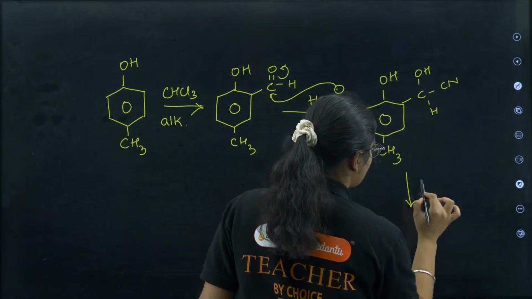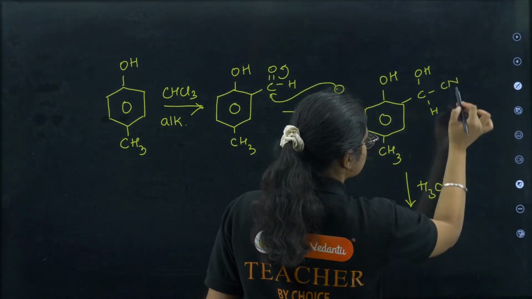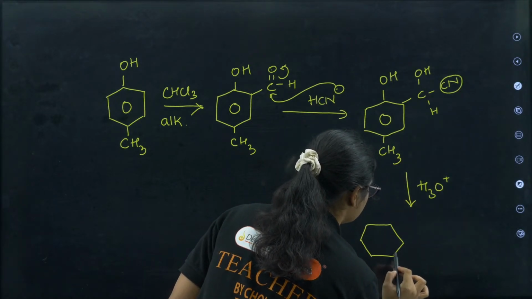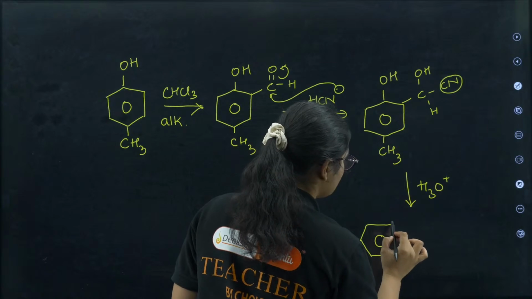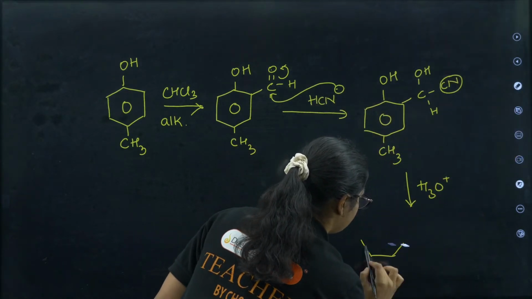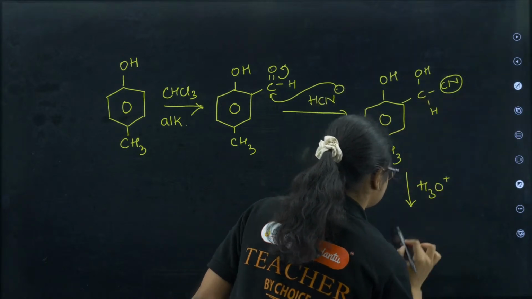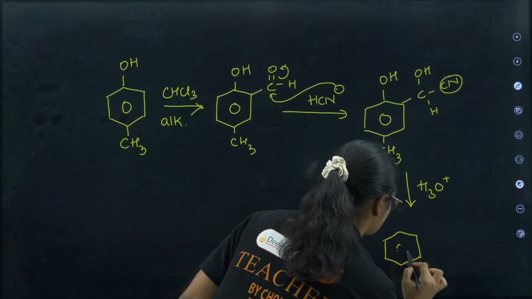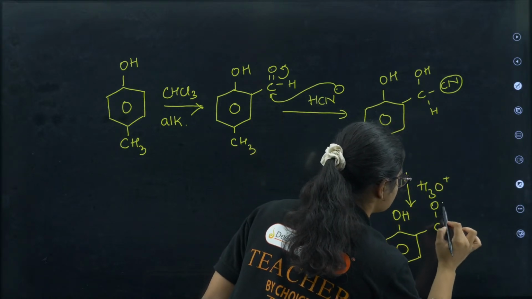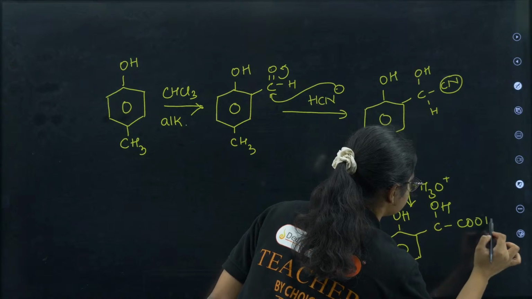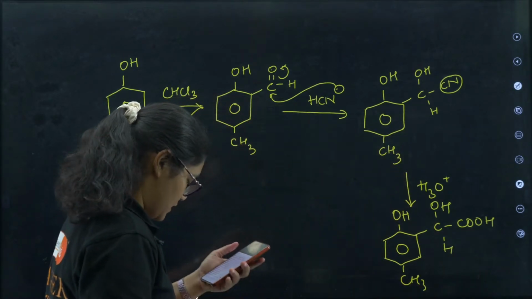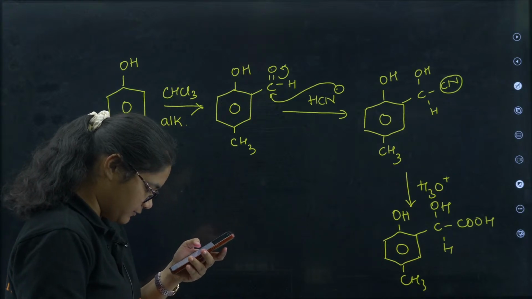Now after this, what will happen? Hydrolysis. So hydrolysis will convert CN to COOH group. So you will get like this. You have OH. Then here you have CHOH, COOH and H and CH3. I hope this is clear to everyone.